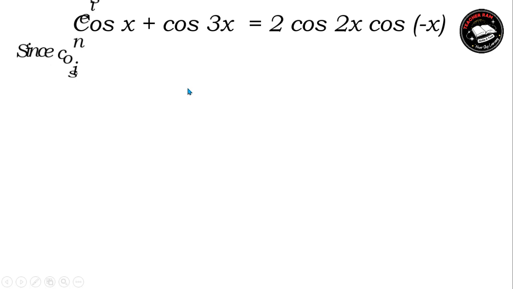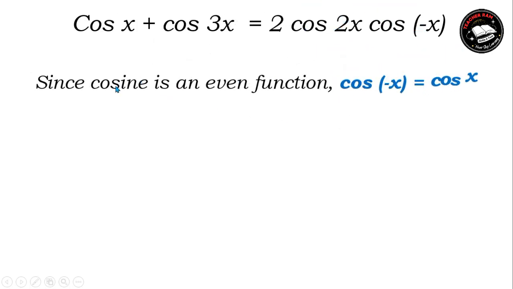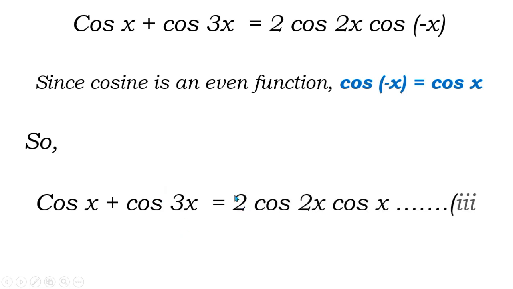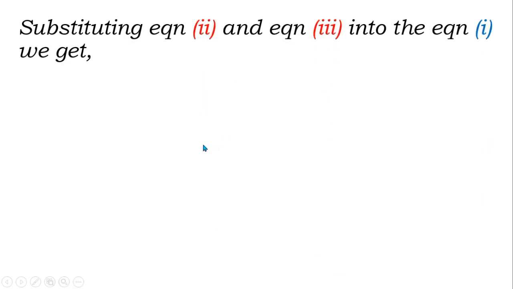And again, we know that the cosine function is an even function in which the cosine of a negative angle is the same as cosine of a positive angle. So here we'll replace cosine of negative angle with cosine of positive angle. So final result will be cosine x plus cosine of 3x equals 2 cosine of 2x multiplied by cosine of x. Let us name this as equation number 3. So what we are going to do is go back to our left hand side expression. We're going to substitute equation 2 and equation 3 into equation 1.